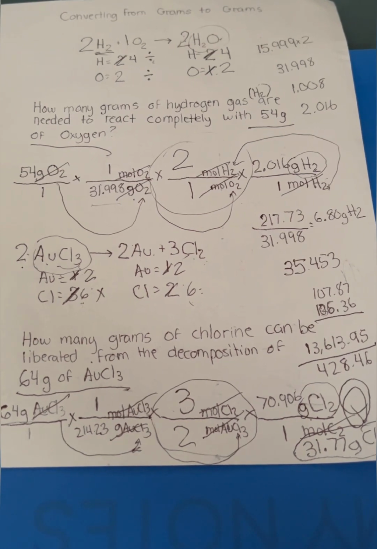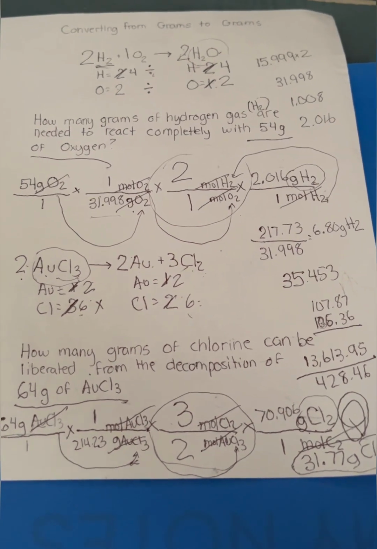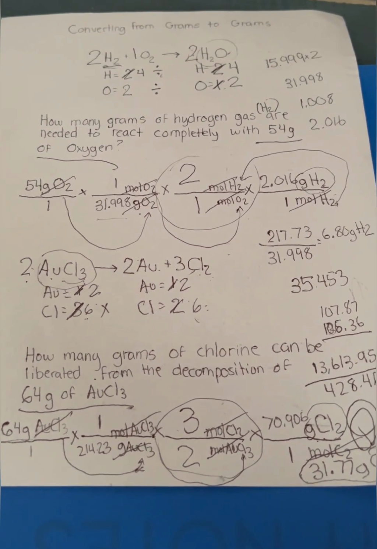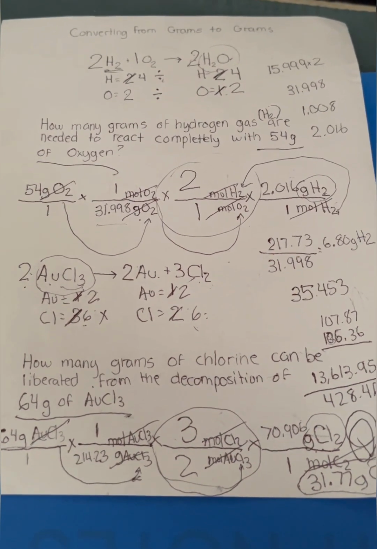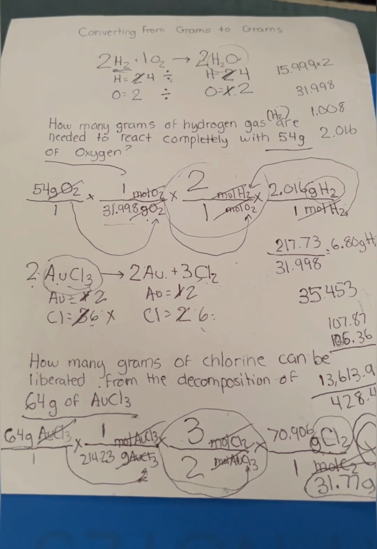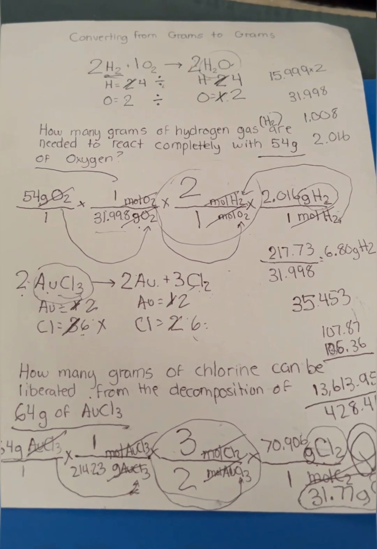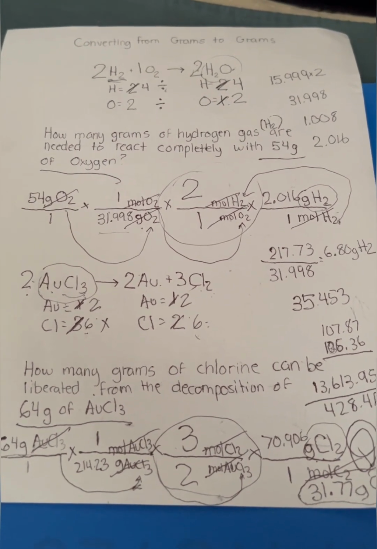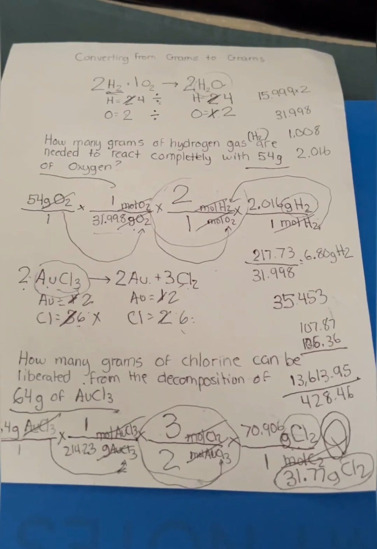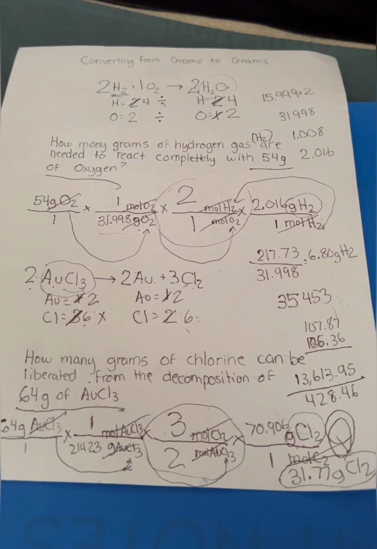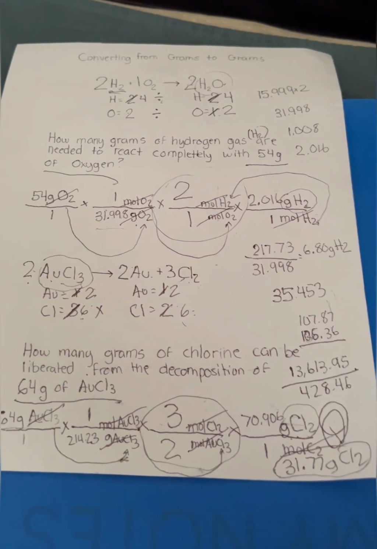And the molar mass for AuCl3 was 214.23. And on the last line, because you're trying to find grams of chlorine, that's going to be on top, and moles of chlorine is going to be at the bottom. So the molar mass for chlorine Cl2 is 70.906. So then you just multiply everything out, and the answer you should get is 31.77 grams of Cl2.